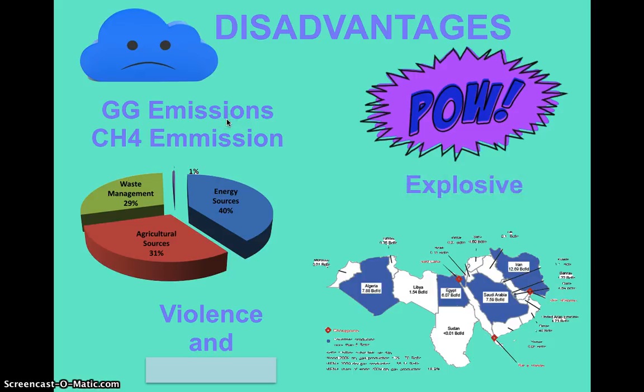It's very explosive, as we mentioned before, and that's why you have to convert it to liquid natural gas. Most of the countries that have large amounts of natural gas are considered violent or terrorism areas, so that's definitely a disadvantage and something to be very concerned with.